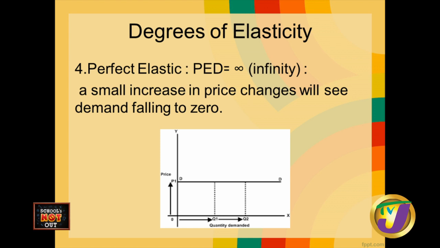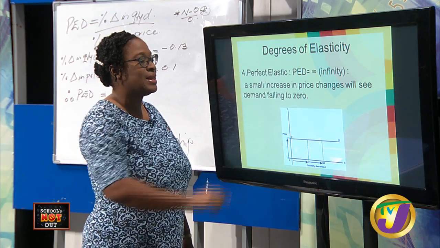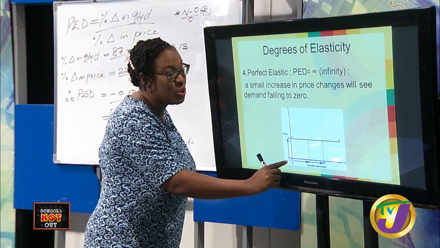Then we have the extreme situations. Perfectly elastic. This is when the price elasticity of demand is equal to infinity. Now, this situation is very unique, and I'm going to link it to something that you would be exposed to during the school year. But let's just go through this first. A small increase in price, and we'll see quantity demanded fall to zero.